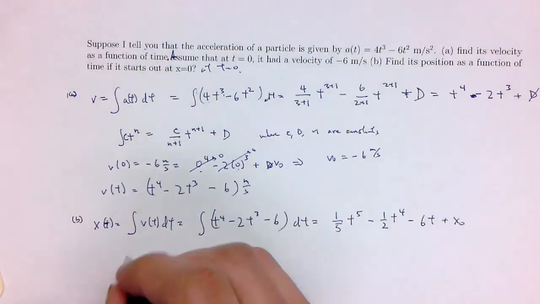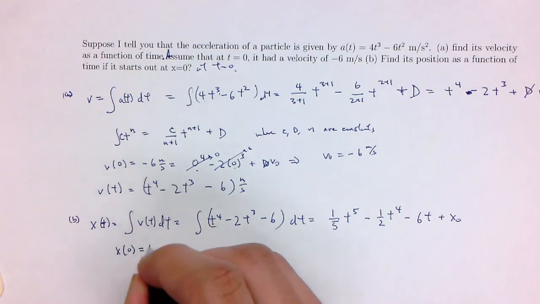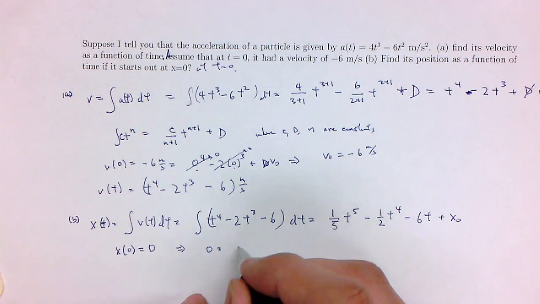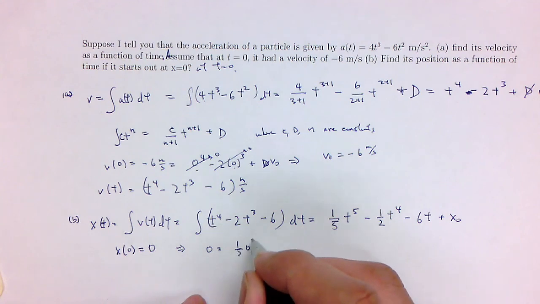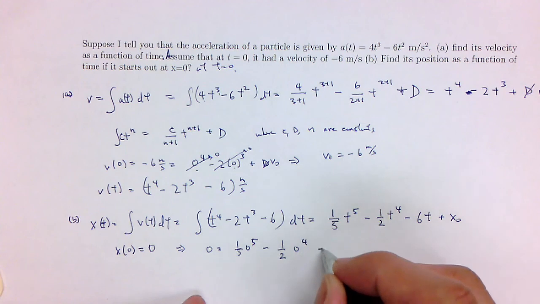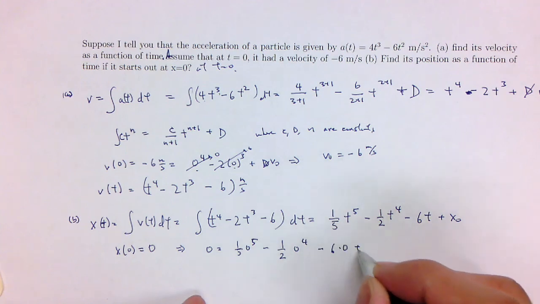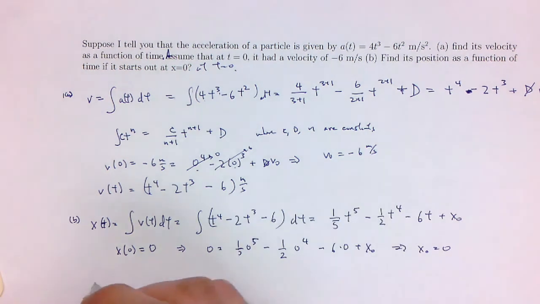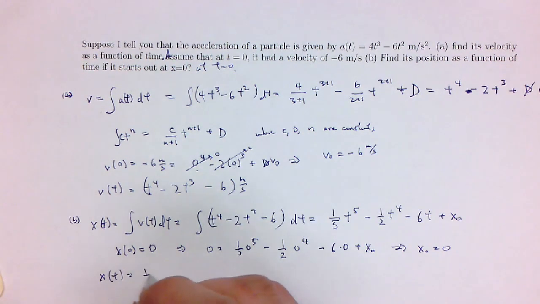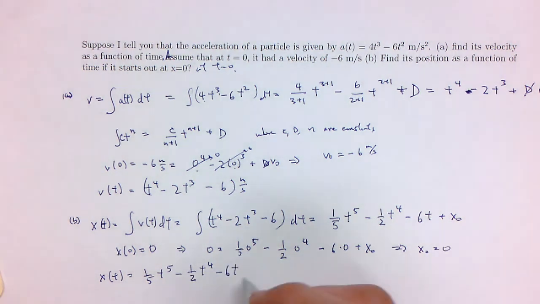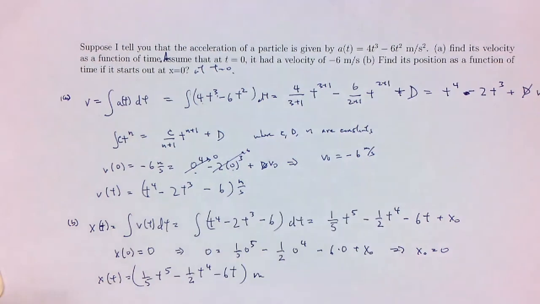We know that x0 is equal to 0, so 0 is equal to 1/5 times 0 to the 5th power, minus 1/2 times 0 to the 4th power, minus 6 times 0 plus x0, and this gives you x0 equals 0. And so the final answer is x(t) is equal to 1/5 t to the 5th minus 1/2 t to the 4th minus 6t plus 0, entire thing, meters. Okay, beautiful.